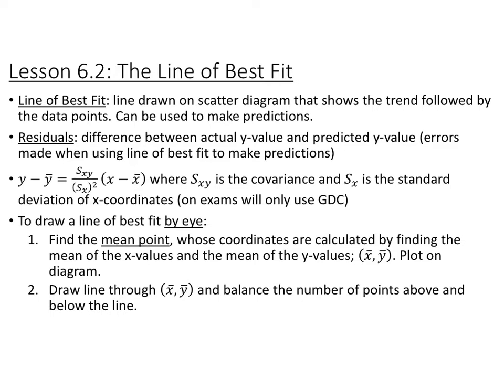To draw a line of best fit by eye, for example, if you're trying to graph it, you would find the mean point. So you'd find the x bar, y bar, so mean of the x's, mean of the y's. You'd plot that, and then you draw your line through the mean point, balancing the number of points that are above the line and below the line.